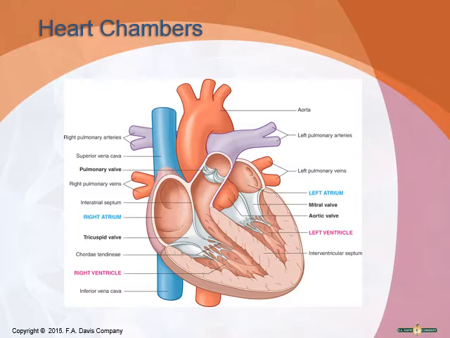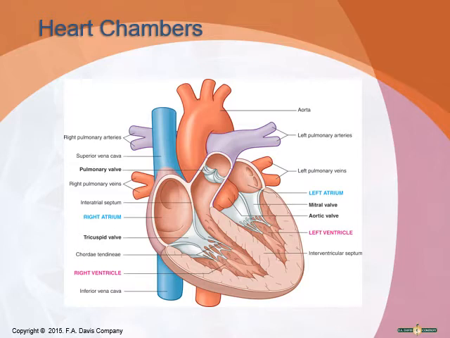The first one-way valve that the blood will encounter is between the right atrium and right ventricle. This valve is called the tricuspid valve. The next place that blood will encounter a valve is between the right ventricle and the pulmonary artery. This valve is called the pulmonary valve. Blood will then go into the lungs and out of the lungs and back into the heart and drain into the left atrium.